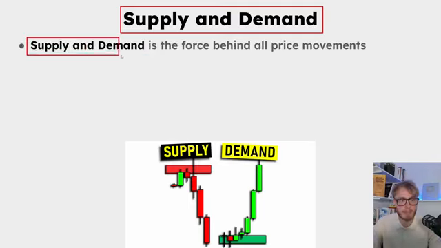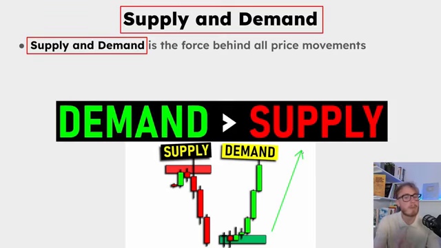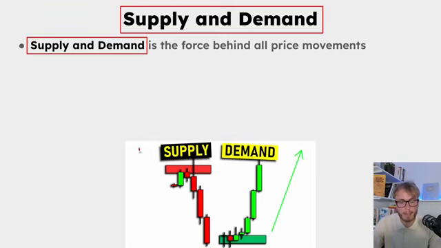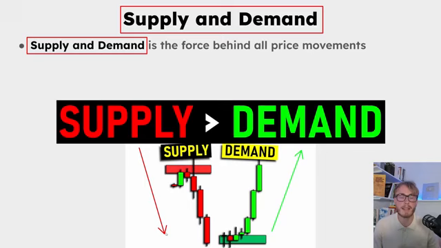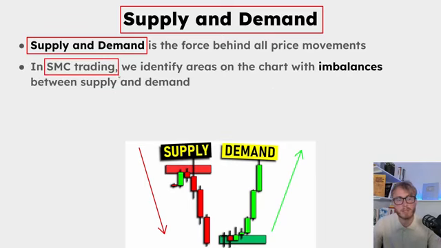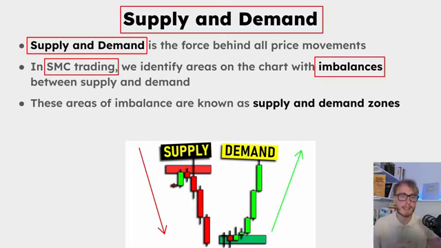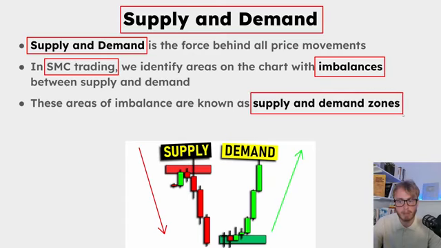So in simple terms, supply and demand is the force behind all price movements. In order for the price to go up, we need to have more demand than supply, and in order for the price to go down, we need to have more supply than demand. In smart money concepts trading, we identify areas on the chart where we see imbalances between the supply and demand. And these areas of imbalance are known as supply and demand zones.